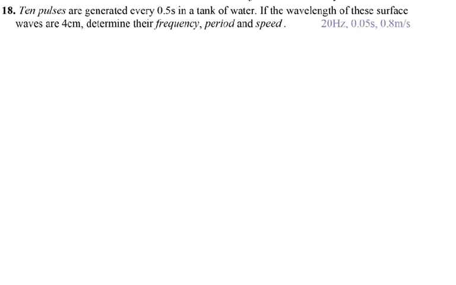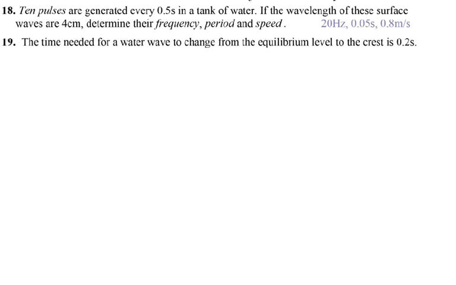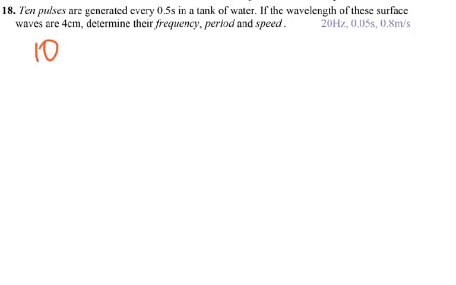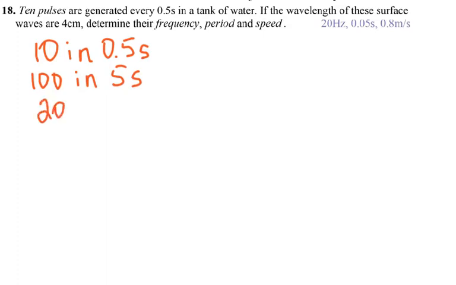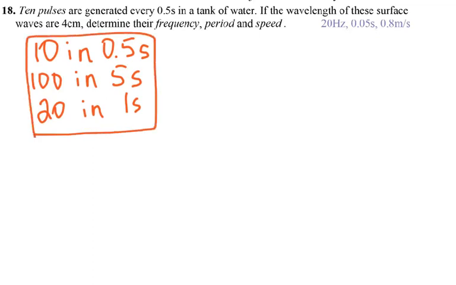So for the next question, number 18, 10 pulses generated every 0.5 seconds. So I'm going to say 10 in 0.5 seconds. Frequency gives me how many per second. So if I times both sides by 10, I get 100 in 5 seconds. And if I divide both sides by 5, I get 20 in 1 second. So from here, I know that the frequency is 20 hertz.